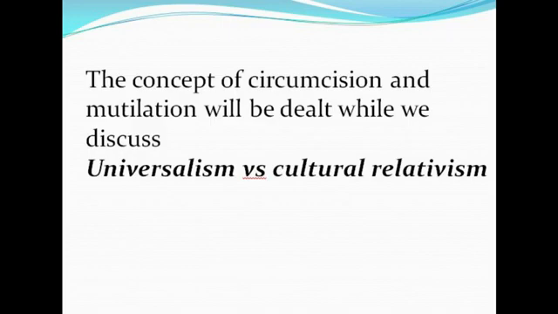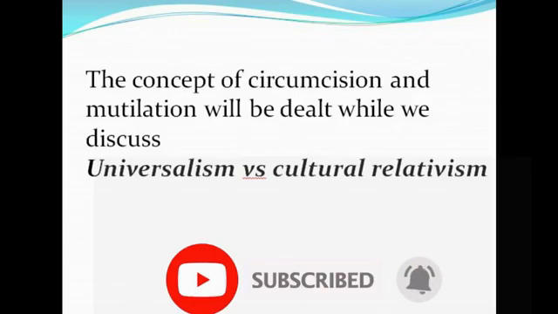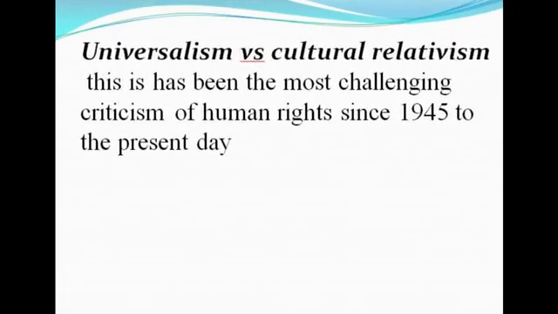And this is the basic debate that you will be in the next class of our discussion. Universalism versus relativism. The universalism concept maintains that there are similar values everywhere in the world, in all communities, despite cultural differences. And relativism holds that there are different values as much as there are different cultures. This has been the most challenging criticism of human rights since 1945 up to the present day. Until now, the biggest challenge to human rights is not a dictator government. It's the debate on universalism and relativism.